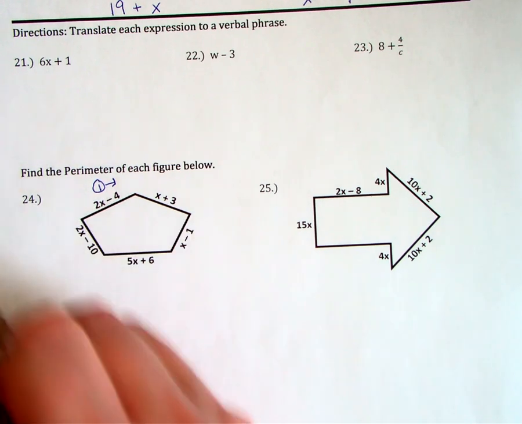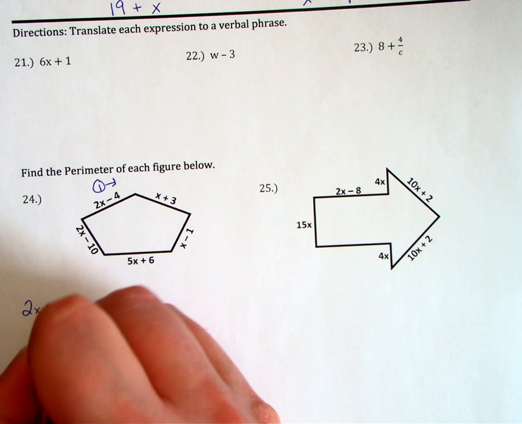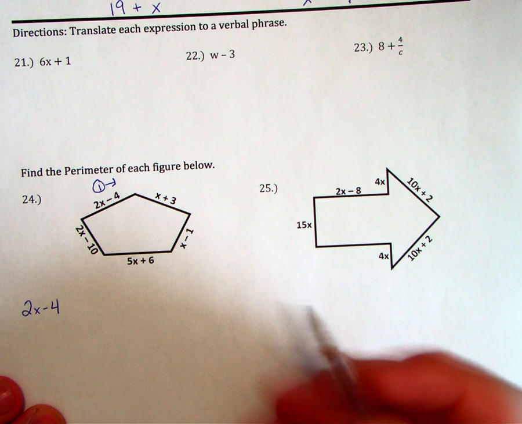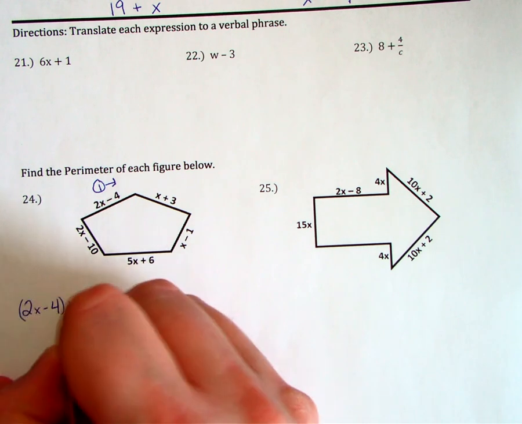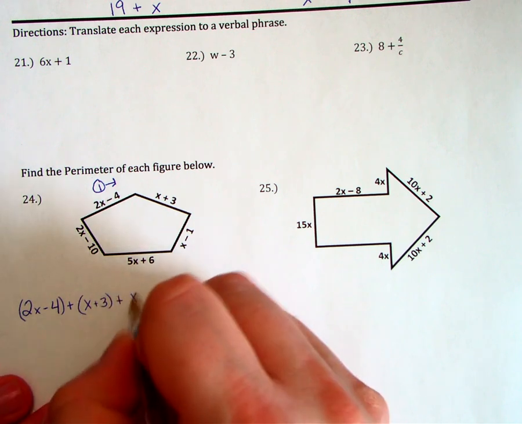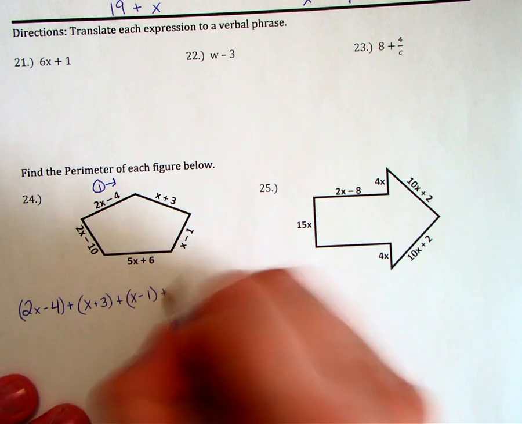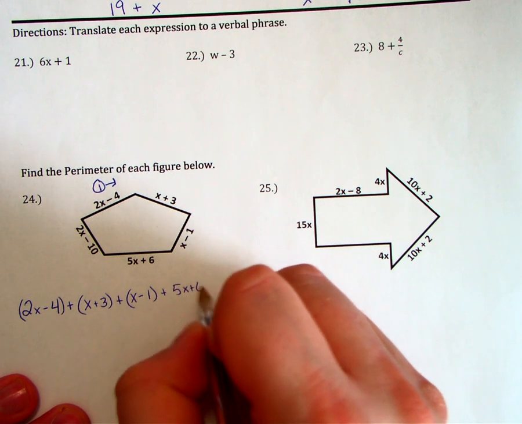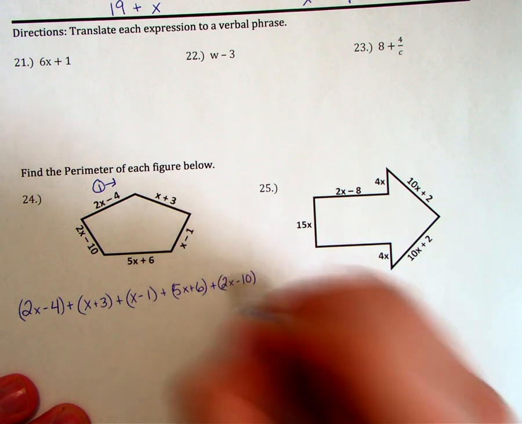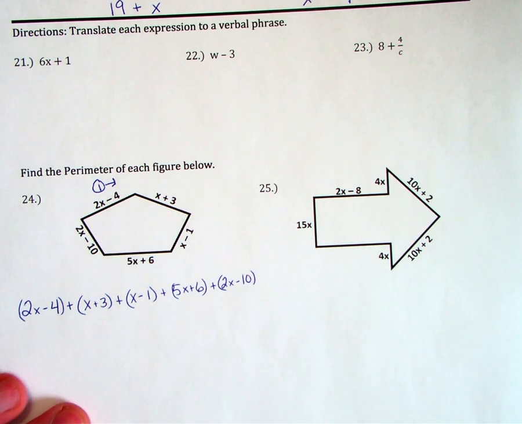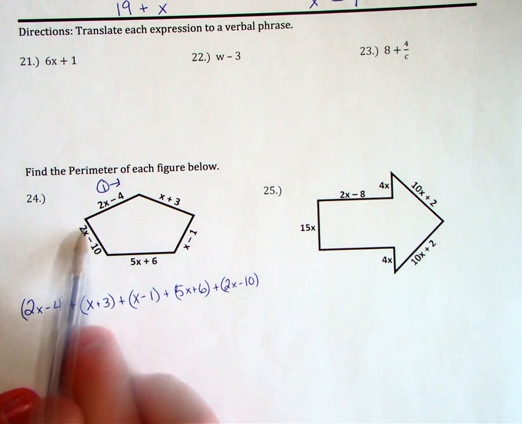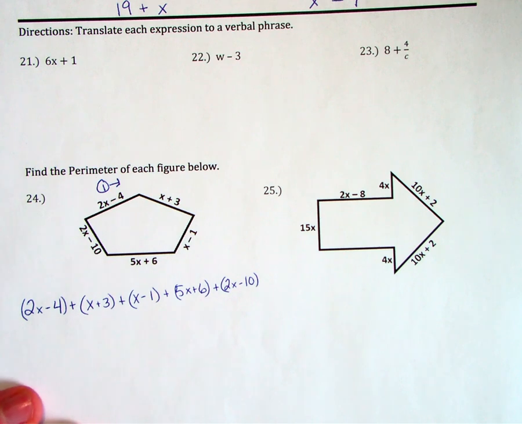So I'll start by rewriting my first expression, 2x minus 4. And since we're figuring out the perimeter, we're adding all of the sides. So I'm going to add to that x plus 3. And I'm going to add to that x minus 1. And I'm going to add to that 5x plus 6. And I'm going to add to that 2x minus 10. And so I knew to stop here because I had already accounted for that first side.